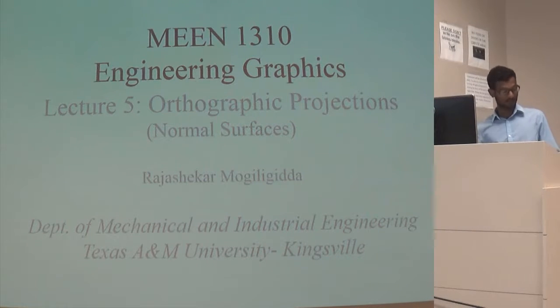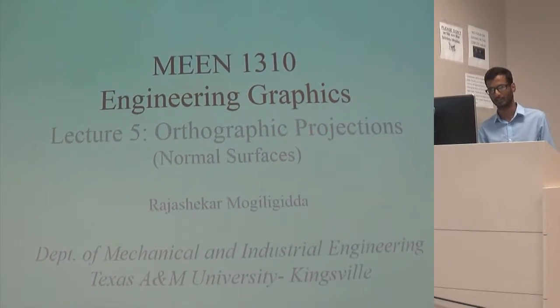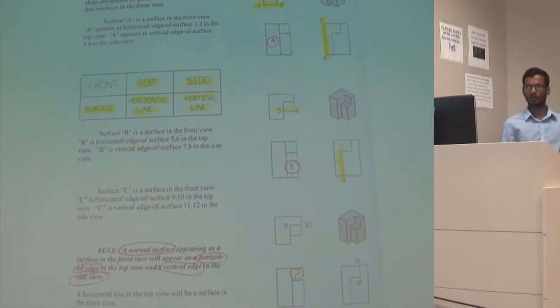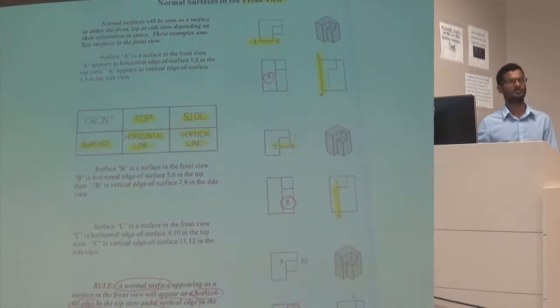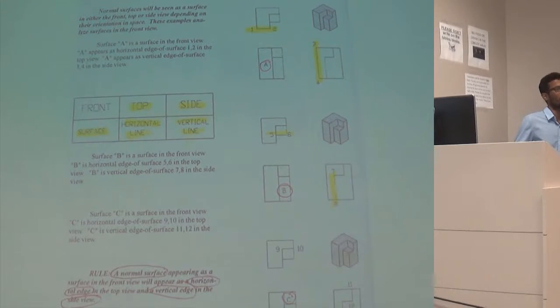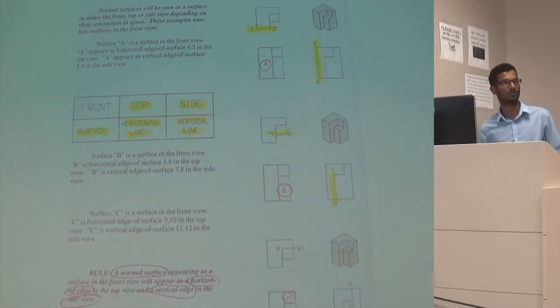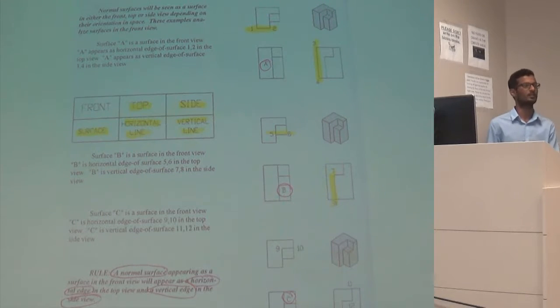Normal surfaces are the easiest ones to analyze because they can be easily analyzed using the width, depth and height method, or the labeling method which we went over in the last class. Also, this is taken from the text or the workbook. This is another way of analyzing normal surfaces. We would be using this method of analyzing the 3D object when we go about isometric drawings.